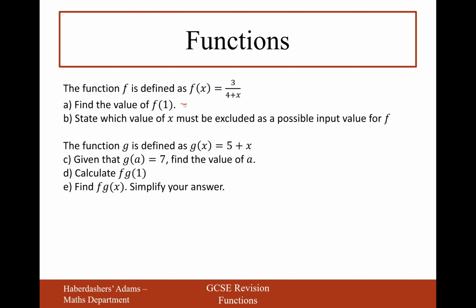Okay, so let's have a go at part A then. So find f of 1. That means just substitute 1 into the f function. So it's going to be 3 over 5. 4 plus 1 is 5. I'll just leave my answer as 3 over 5.